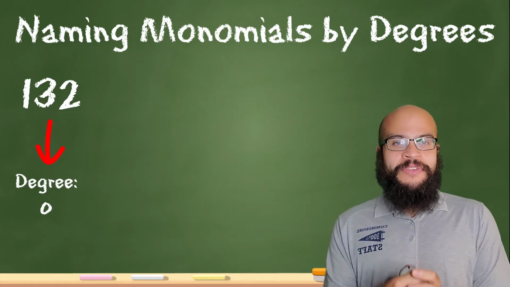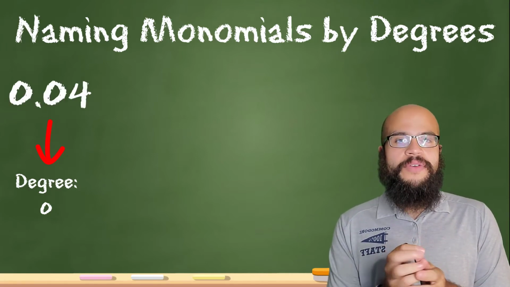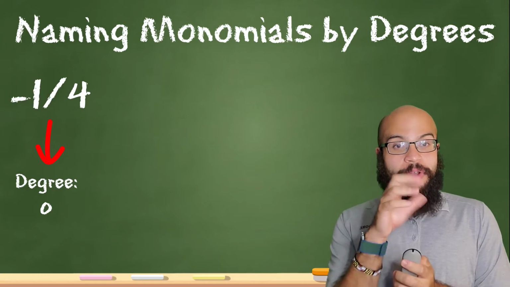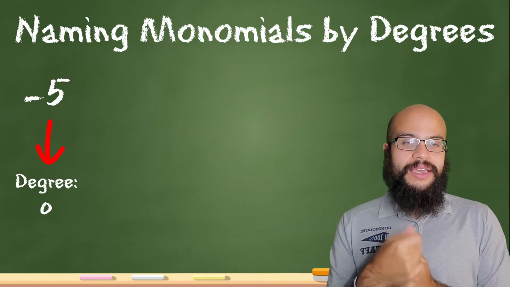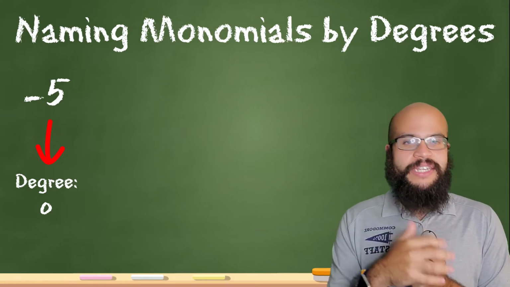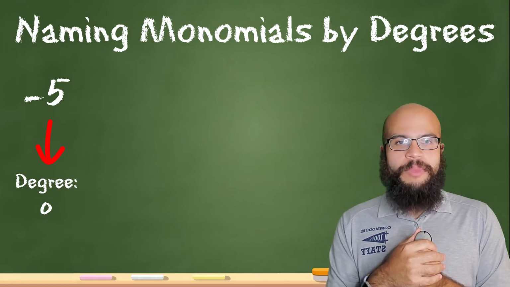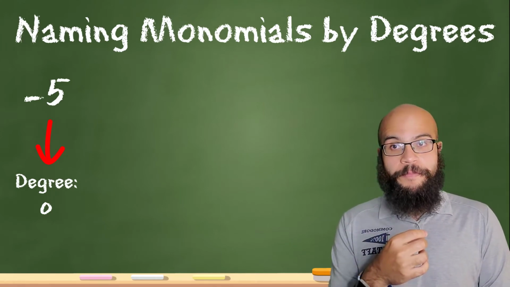It doesn't matter if this number is positive, negative, a fraction, a decimal, whatever, any form you can think of. If it is a monomial and it's just a constant, the degree is 0. So -5, 1/2, 7/10, -1,000,000, right? If it's just a constant, the degree is always 0.